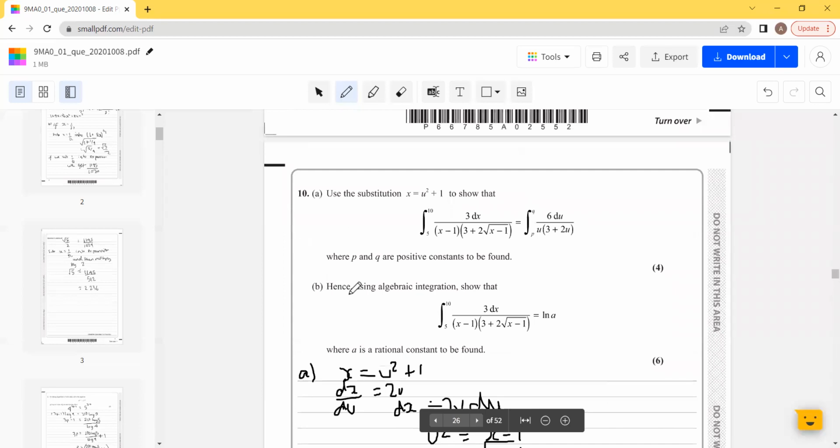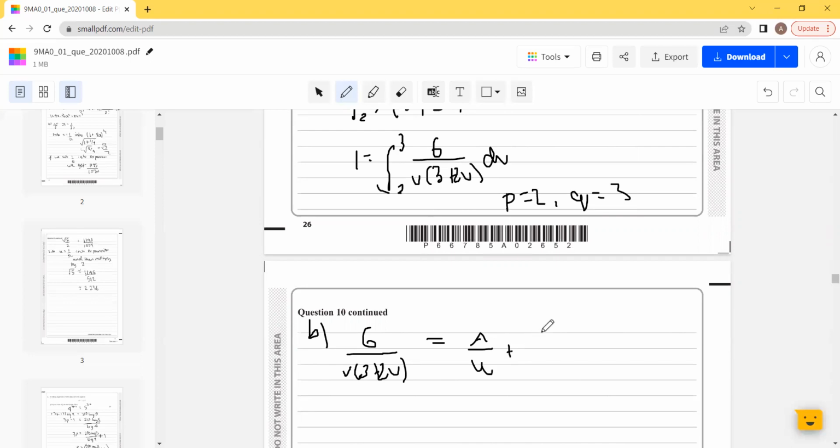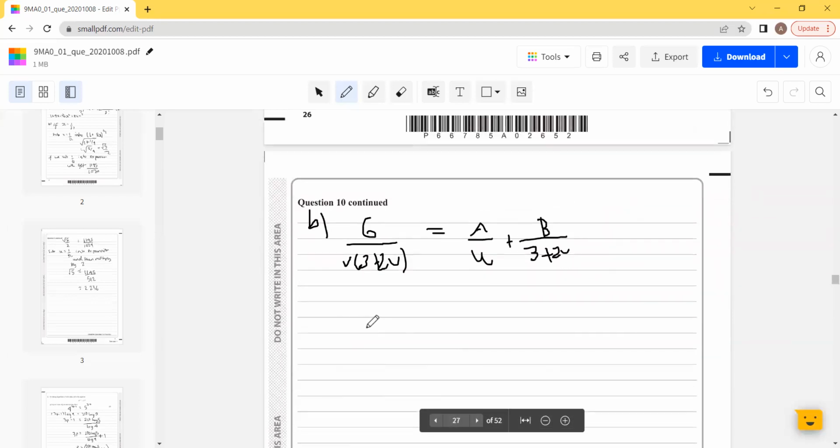And now we have to find the value of a because we're integrating it. So part B, 6 over u times 3 plus 2u is equal to a over u plus b over 3 plus 2u. So now I'm going to say that 6 is equal to a times 3 plus 2u plus bu.